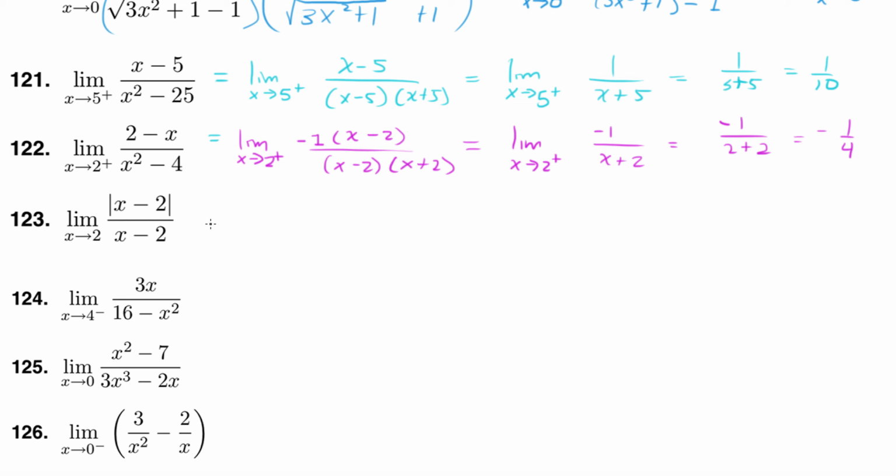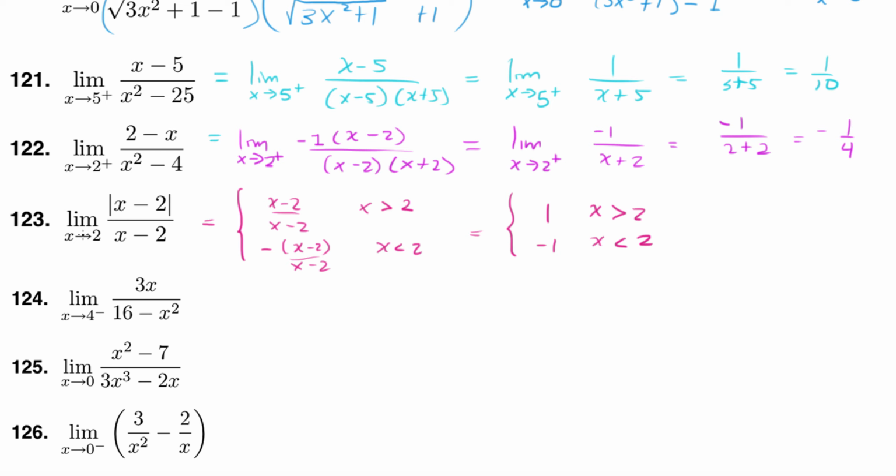Now remember, this is a piecewise function whenever you have an absolute value. So this is going to be x minus 2 over x minus 2 for x greater than 2. Notice that I don't include 2 because it can't give you 0 in the denominator. And then negative x minus 2 over x minus 2 for x less than 2. You can simplify that: 1 for x greater than 2, negative 1 for x less than 2.